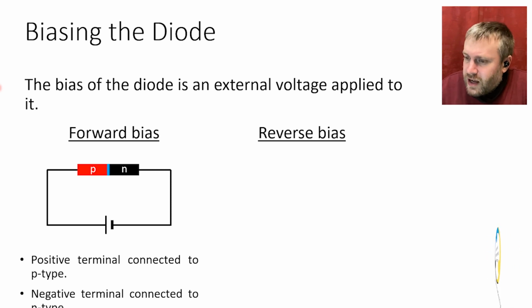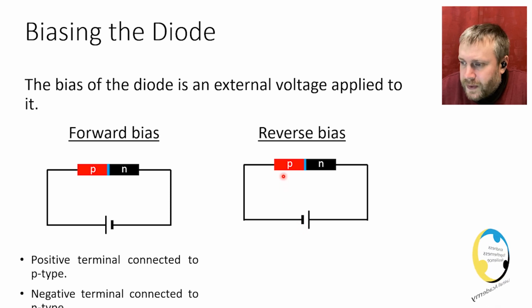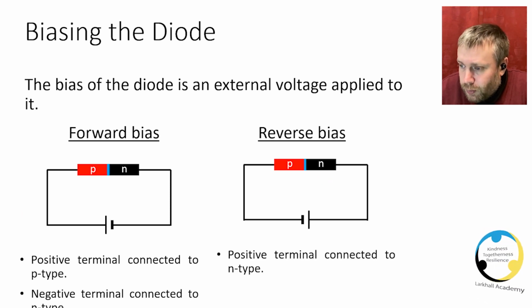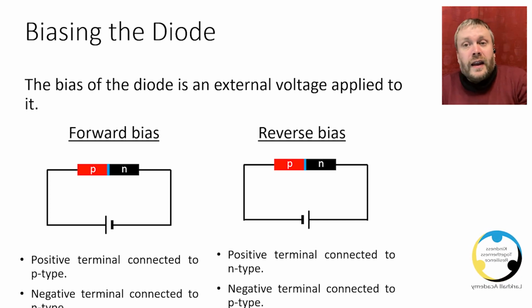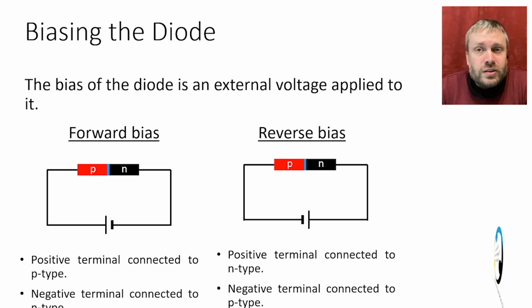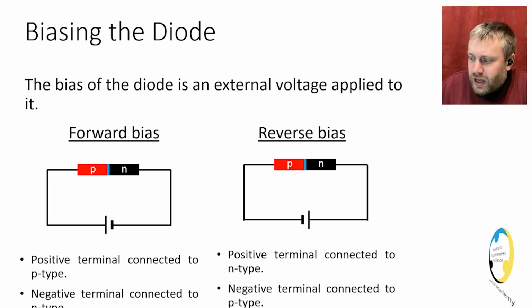Reverse bias is the other one we need to be aware of. You'll notice here that we've got exactly the same circuit, with the exception of the cell, which has been flipped around. So this time our negative terminal is hooked up to the P-type semiconductor and the positive terminal is hooked up to the N-type semiconductor. So positive to N-type, negative to P-type, and that's how we reverse bias our semiconductor. Again, I'll talk more about reverse biasing in a little minute, but let's come back to forward biasing first.